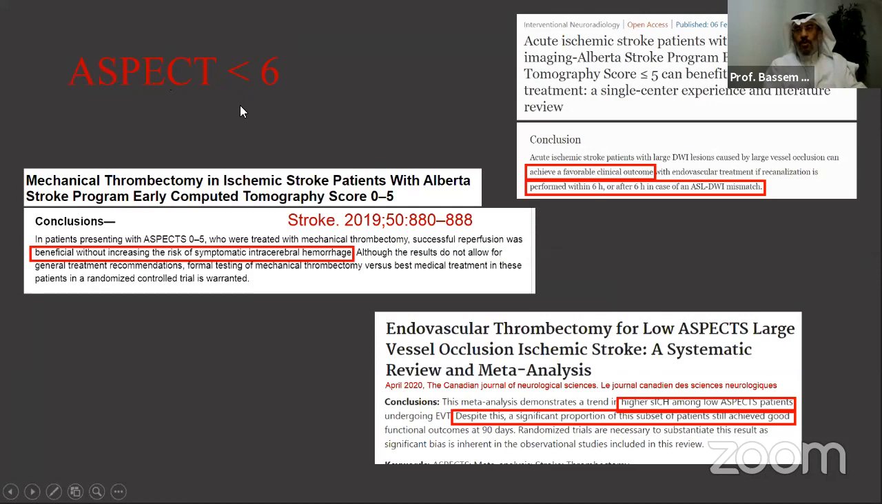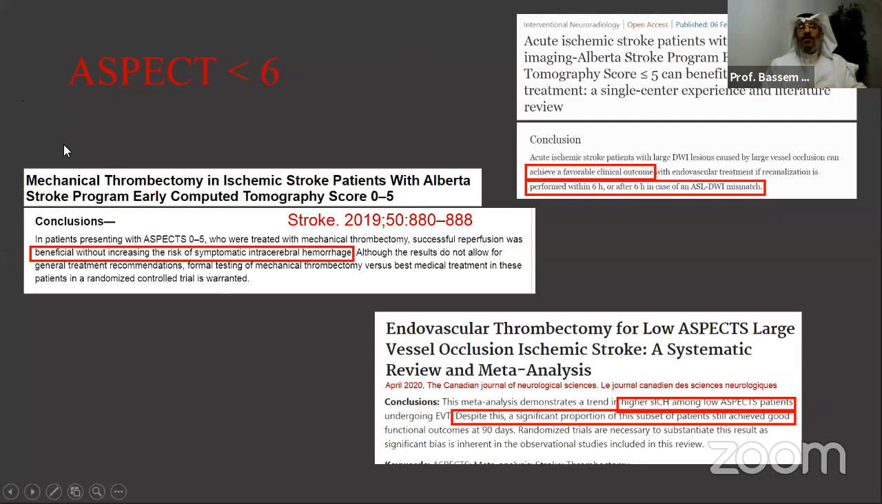The ASPECT score has been linked to the outcome: the higher the ASPECT score, the better the outcome, and the lower the ASPECT score, the more incidence of symptomatic intracerebral hemorrhage. In SGH Al-Medina region, we adopt the technique that if the patient has a low ASPECT score, we do a CT perfusion, and if we find a large mismatch, then we still go for mechanical thrombectomy.